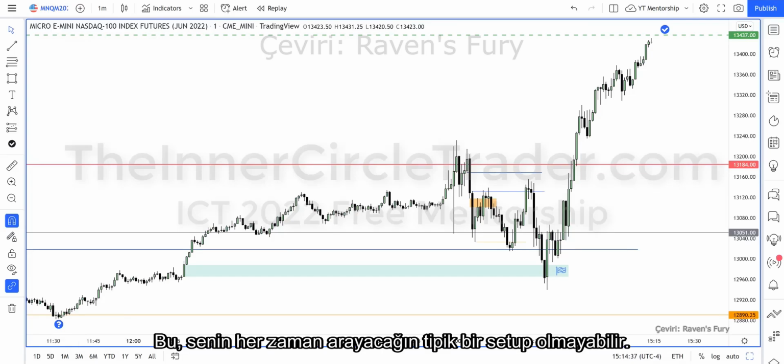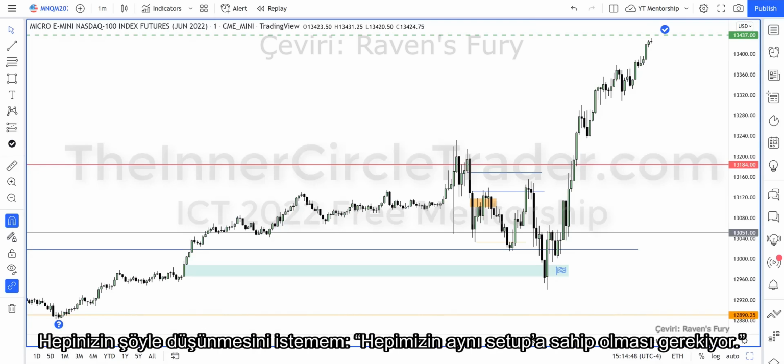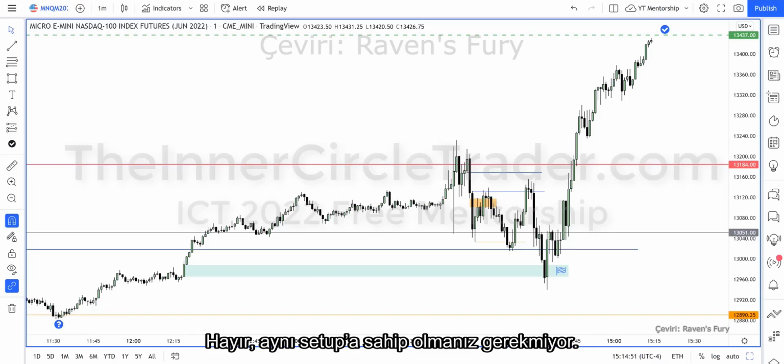And this might not be the real setup that you would be looking for. It might be one of the 8 that I'll show you. But that's the unique idea that I want you to adopt as a student of mine. I don't want you all thinking, well, we all have to have the same setup. No, you don't have to have the same setup.